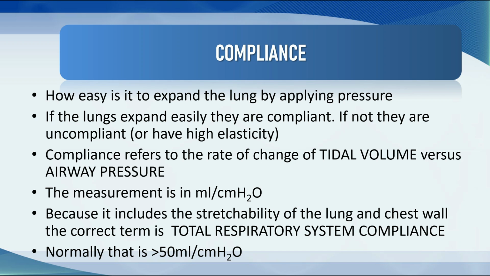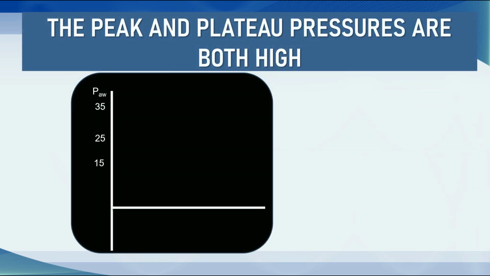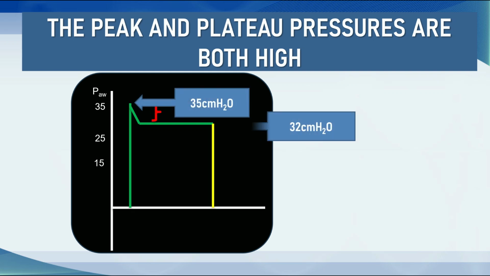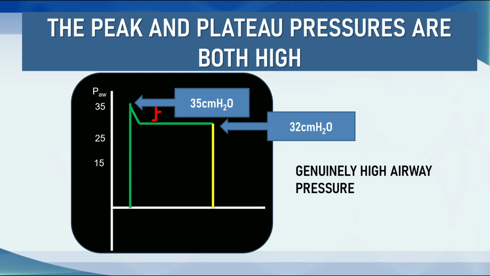Compliance refers to the rate of change of tidal volume versus airway pressure. The measurement is in mils per centimeter of water. Because it includes the stretchability of the lung and the chest wall, the correct term is total respiratory system compliance, and normally that is in excess of 50 mils per centimeter of water. If you're looking at airway pressures, in patients with low total respiratory system compliance, the peak and the plateau pressures are both very high, and there is often little difference between the two.